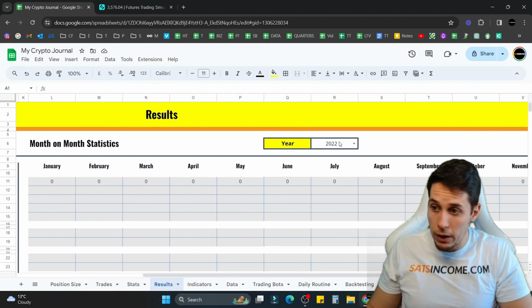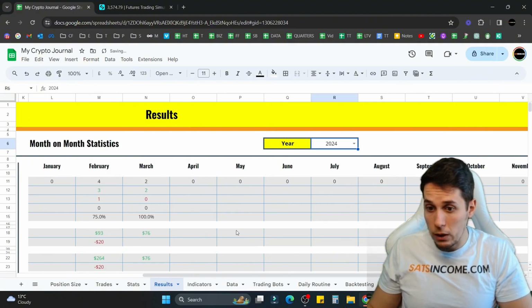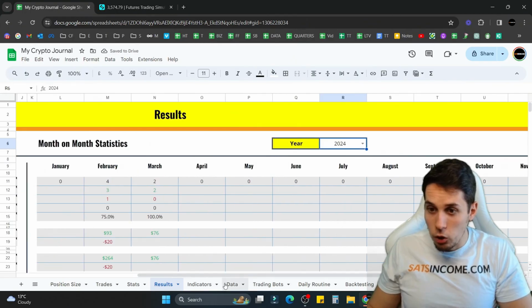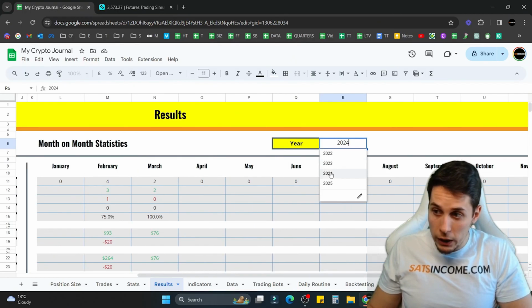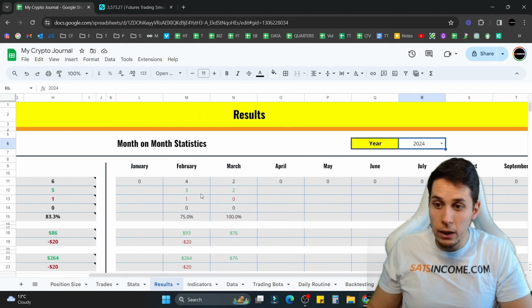So the first thing, by the way, that you have to do is to change the year here, because the journal comes with the default year 2022. You have to switch to 2024 because we are in 2024. Don't wonder why you don't have any data here if you are looking at the wrong year, right? Adjust your year first, then look at the data.